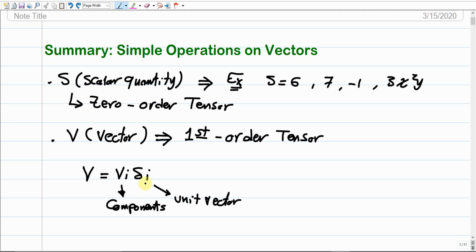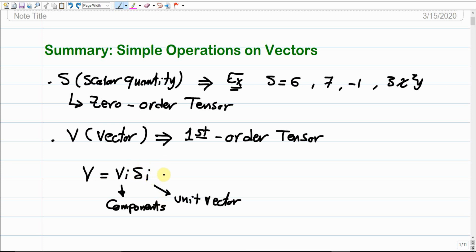The unit vector, for example, if I say delta x, this indicates the x direction, the direction parallel to x. Delta y is the direction parallel to y, delta z is the direction parallel to z, and so on. That's why the vector is a quantity that requires two things: magnitude and direction to be fully defined. The magnitude is defined by the different components of the vector, which are Vi, but the vector direction is given through the delta i.